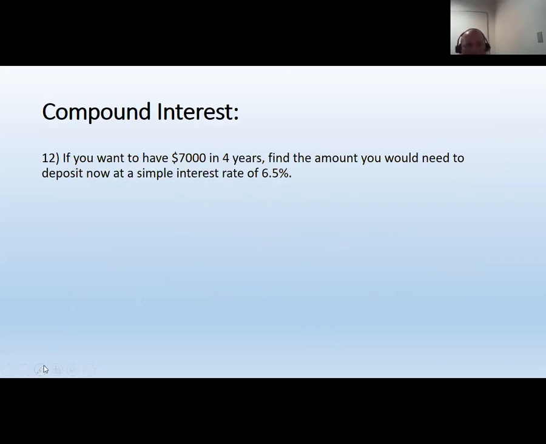Here's the next problem. This says if you want to have $7,000 in 4 years, find the amount you would need to deposit now at a simple interest rate of 6.5%. So this is going to be a simple interest formula. Future value, you're going to use A equals P times 1 plus RT. And so if you could go ahead and try this for about a minute and a half, and then we'll go over it together.